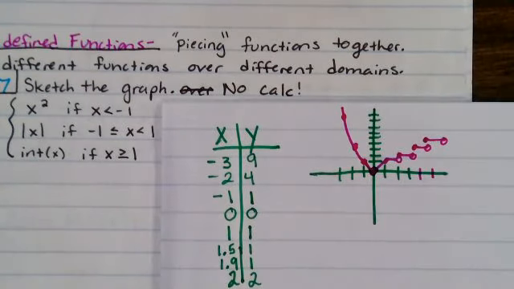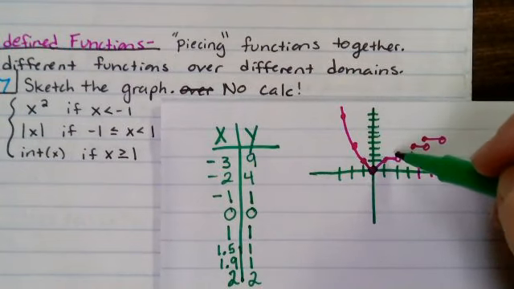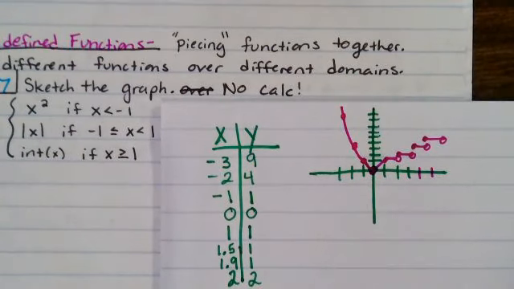So that's a piecewise function, guys. On one side, we had a parabola. Then it turned into absolute value. Then it turned into the integer function. So we pieced 3 different functions together to make our graph.